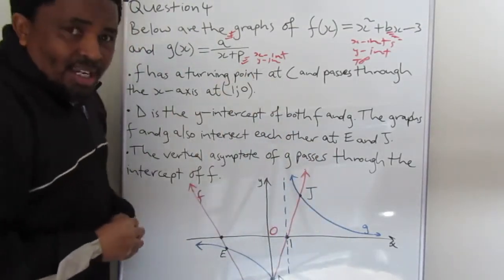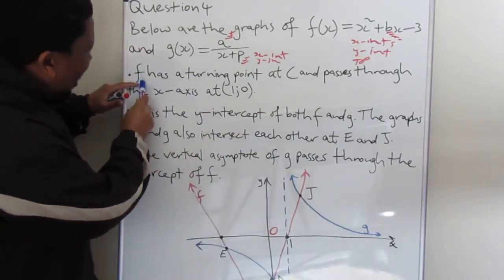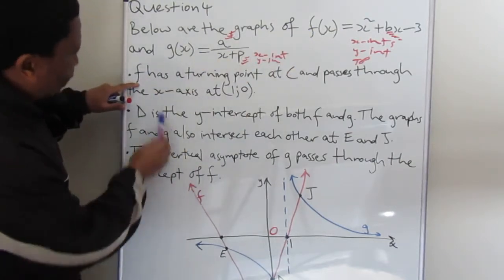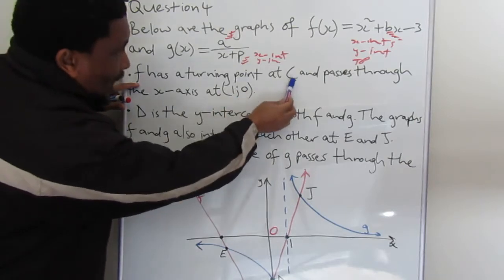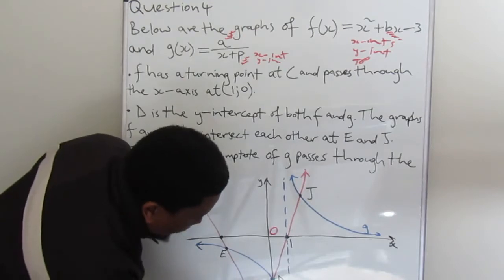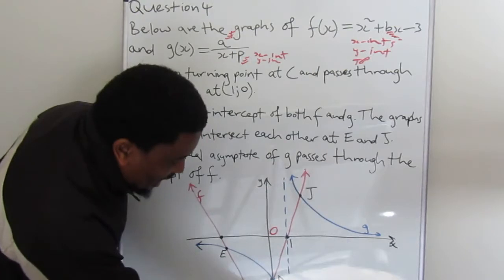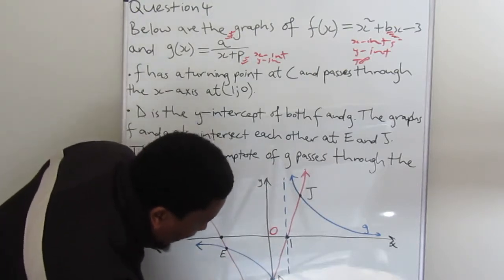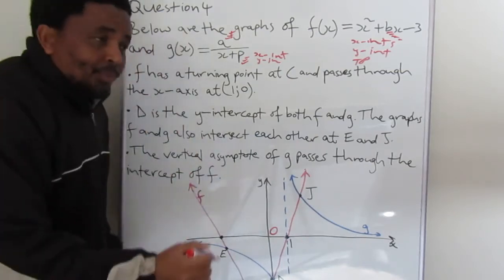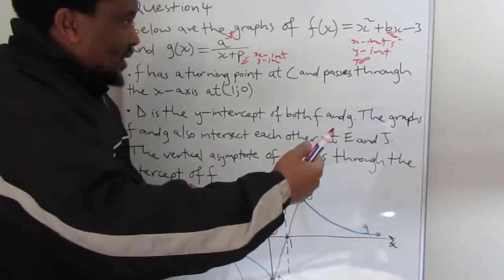Now I can go and read here. So what am I writing here? I am given that f, which is the parabola, has a turning point at C. There's my C. Even before I go to the questions, I can tell that the most important thing is that I must have my x-coordinate and my y-coordinate at that point. That's my turning point, when the graph turns.